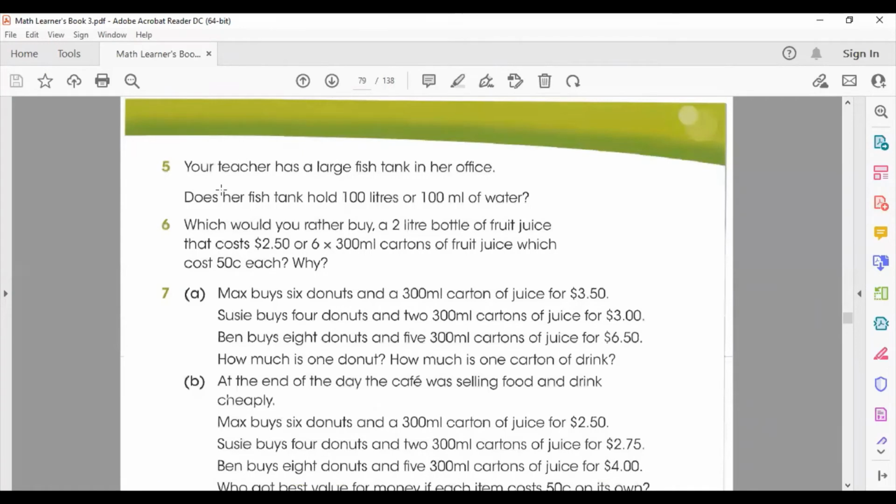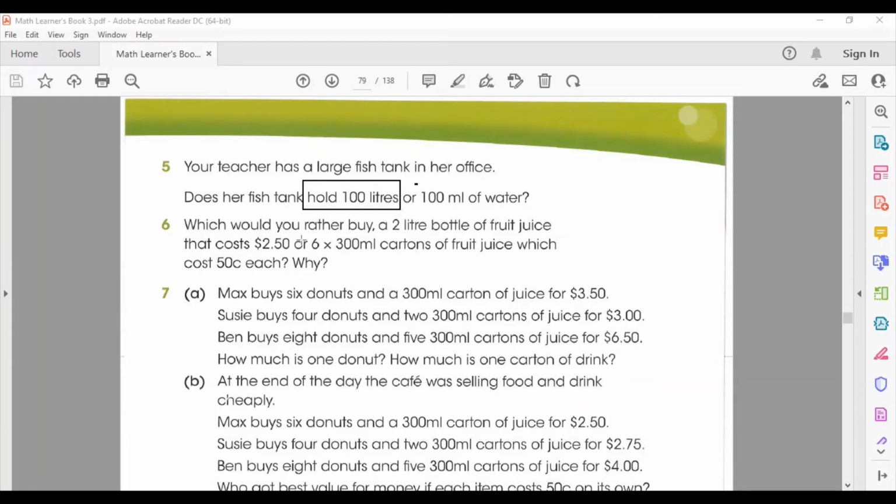Question number 5. Your teacher has a large fish tank in her office. Does her fish tank hold 100 liters or 100 milliliters? Obviously not 100 milliliters, a very small amount of water cannot fill a large fish tank. Okay, so a large fish tank can hold 100 liters of water.